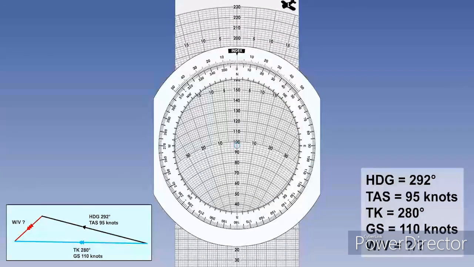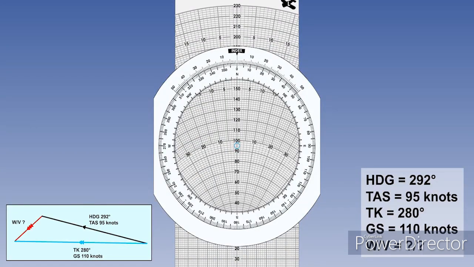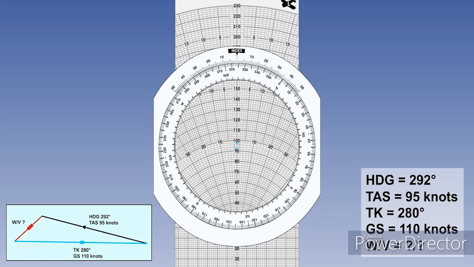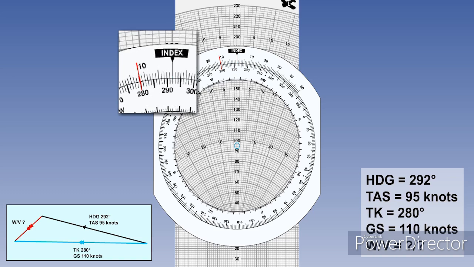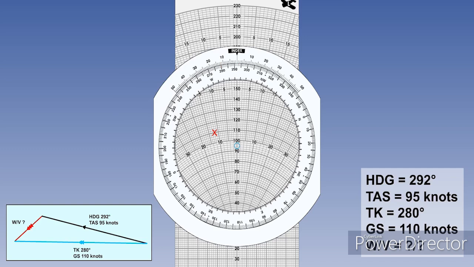Put the true airspeed of 95 knots under the center circle. Align the heading of 292 degrees with the index mark. Here, the track is to the left of the heading by 12 degrees. It's represented by the 12-degree drift line to the left of the center line. Place the wind mark over the 12-degree drift line where the speed arc to the value of the ground speed, 110 knots, intersects it.